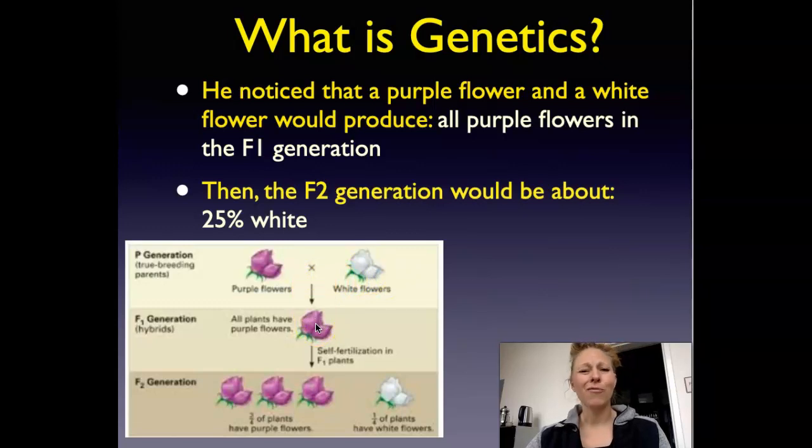So we call it the F1. It stands for filial 1, but don't worry about that. Just call it the F1 generation. And this F1 generation is the offspring of the parent generation. Then, if we were to take two of these plants and breed them together, they would have offspring. And that would be the F2 generation, or the second generation.